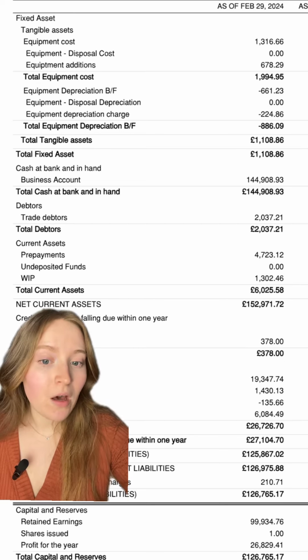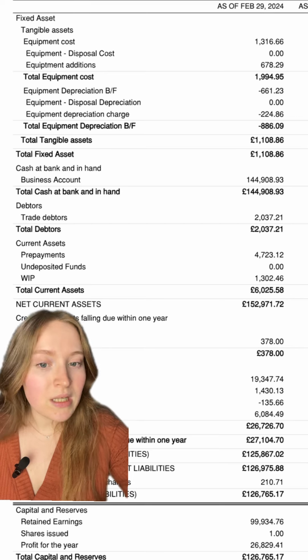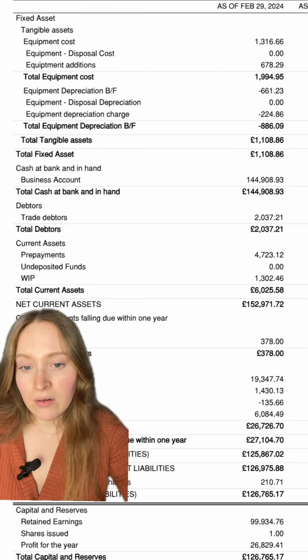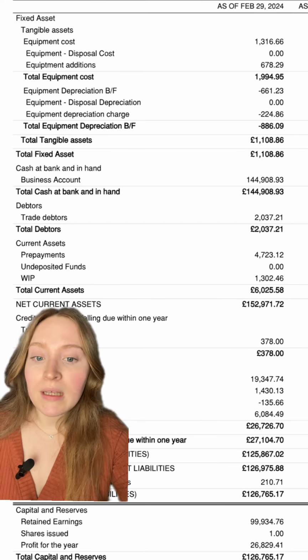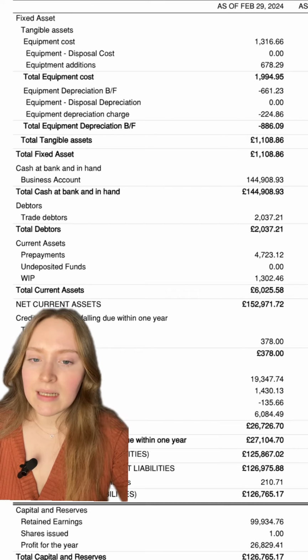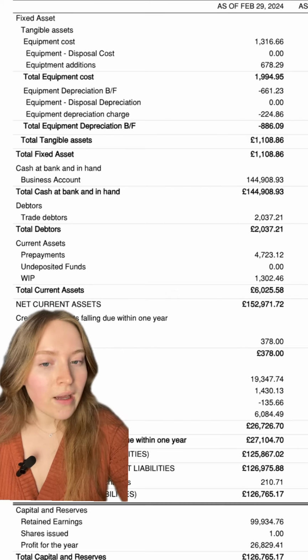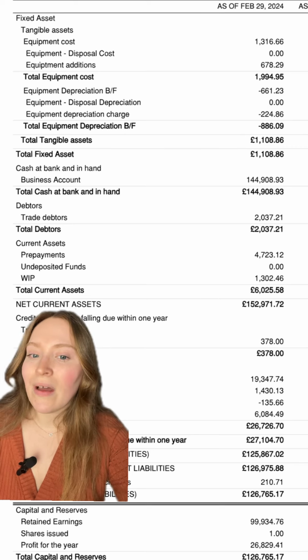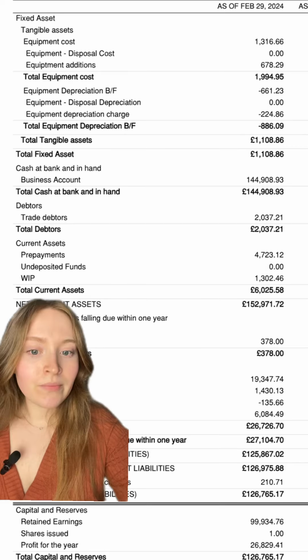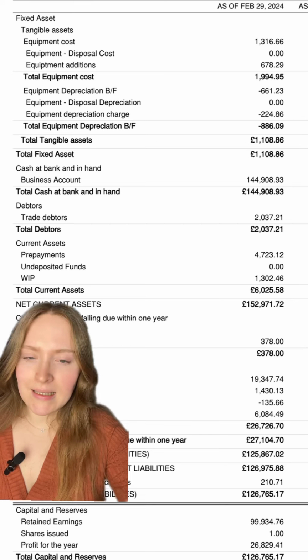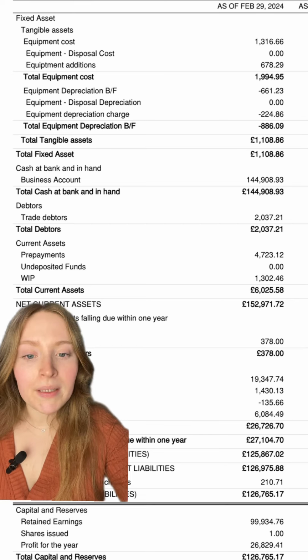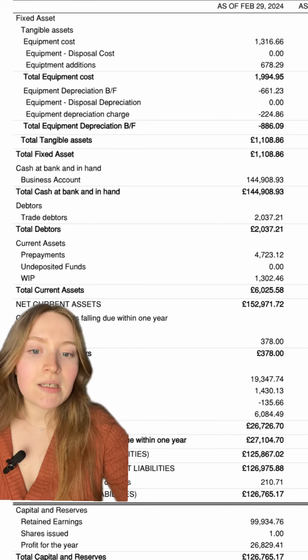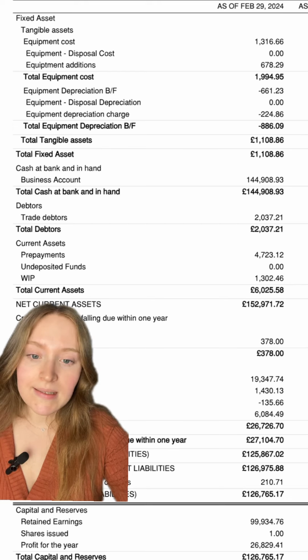You may have come across prepayments, which represents the cost of any expenses you paid for in advance. For example, if you pay for a yearly insurance renewal 6 months into your financial year, half of that cost would be classed as a prepayment because although you've paid for the full service, you haven't received the full service yet. Another common item under current assets is work in progress or WIP. This represents the costs associated with any work completed for customers that hasn't yet been invoiced for.